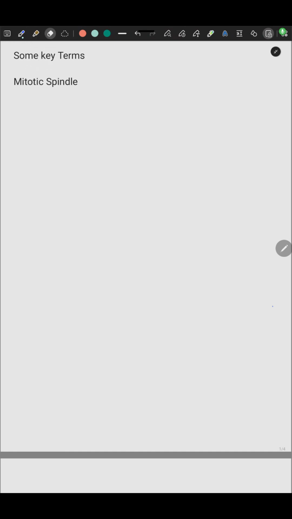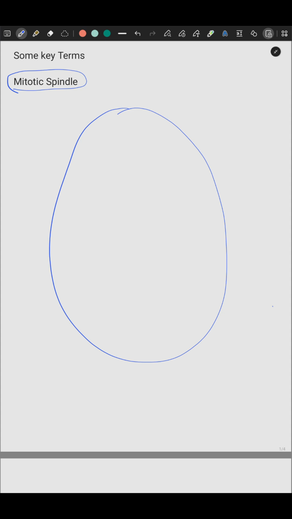So some key terms we learn today: first of all, mitotic spindle. See, what is a mitotic spindle? Suppose this is a cell. What are these called?